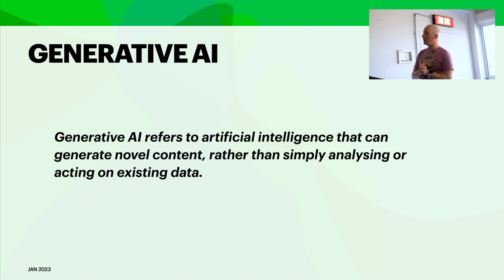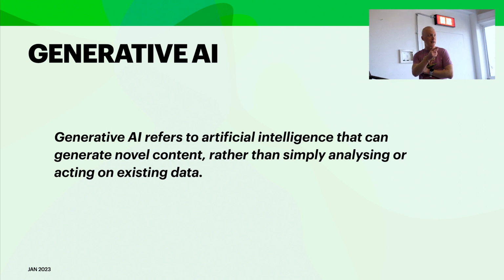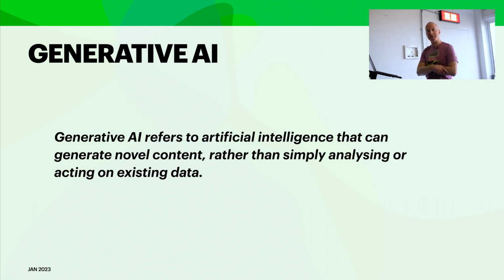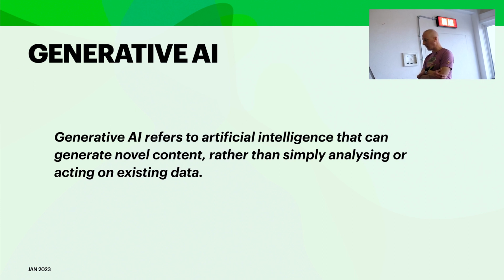Generative AI refers to artificial intelligence that can generate novel content rather than simply analyzing or acting on existing data. In fact, Andy West spoke about generative models some time ago when he talked about GPT, which produces human-like text, but is also able to generate stories, poems, computer programs, software, recipes and all sorts of crazy stuff. The G in both GPT and ChatGPT stands for generative.